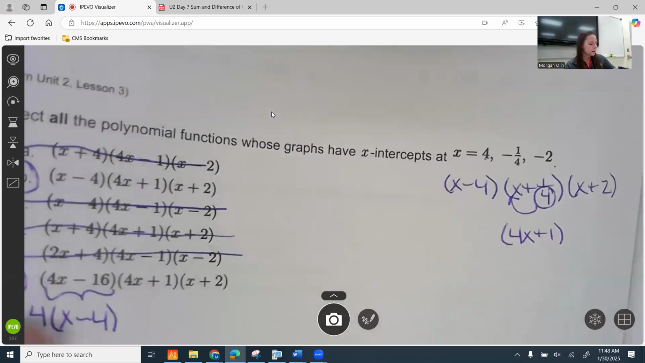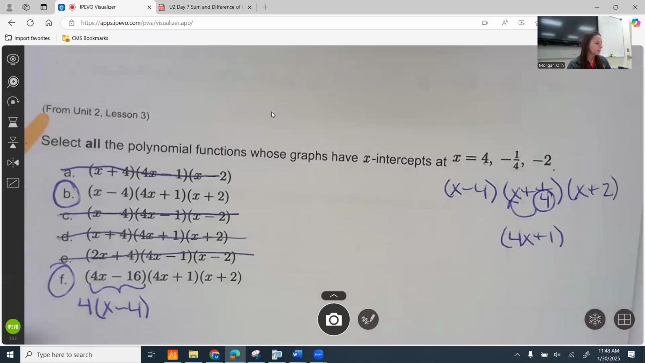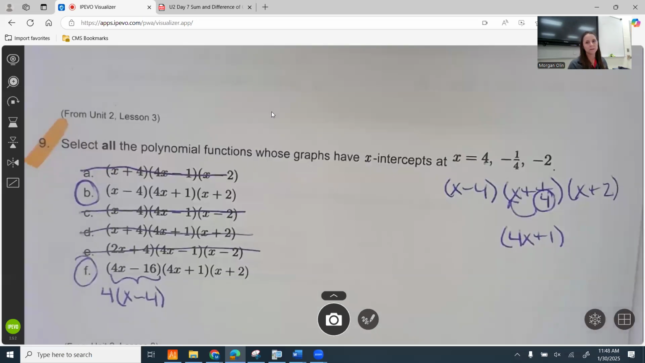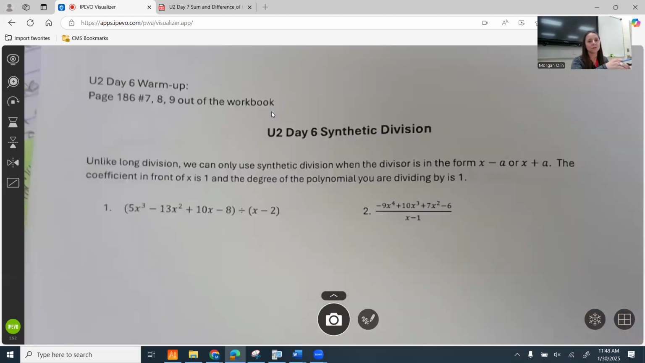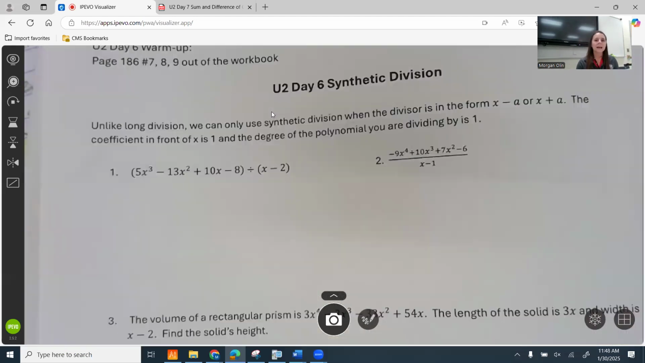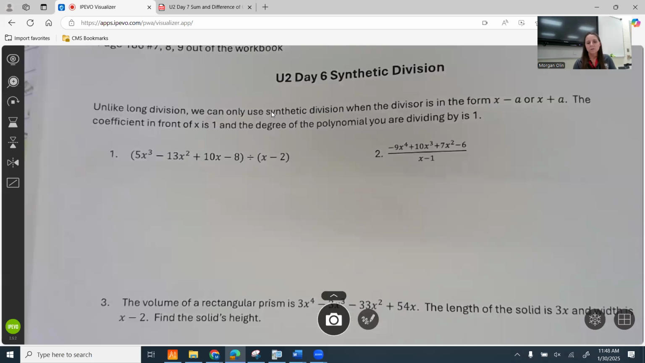And so make sure you know things about roots. It's going to be very important. All right, so now let's go on to unit 2, day 6, synthetic division. Yesterday we took a look at long division. Anything can be done by long division. Today, what we want to do is take a look at something called synthetic division.